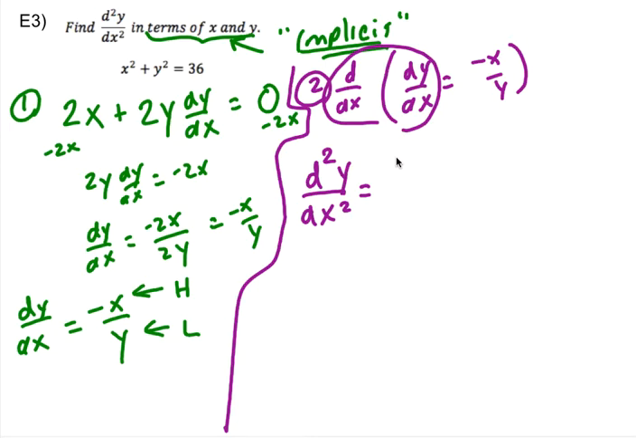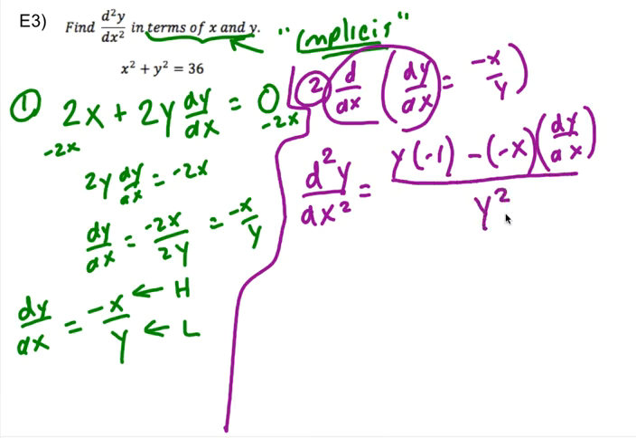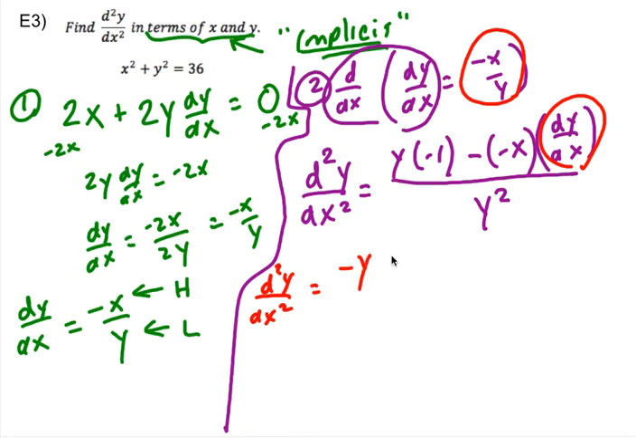On the other side, I'm going to have low d high minus high d low, and d low is going to be a dy dx, and that's important because I'm differentiating y stuff, so it's a dy dx. On the bottom, I'm going to have a y squared. What that means is when I clean some stuff up, I need to replace this dy dx with what dy dx is, which is a negative x over y. So I'm going to get that d squared y dx squared is a negative y plus an x times this negative x over y, all over a y squared.